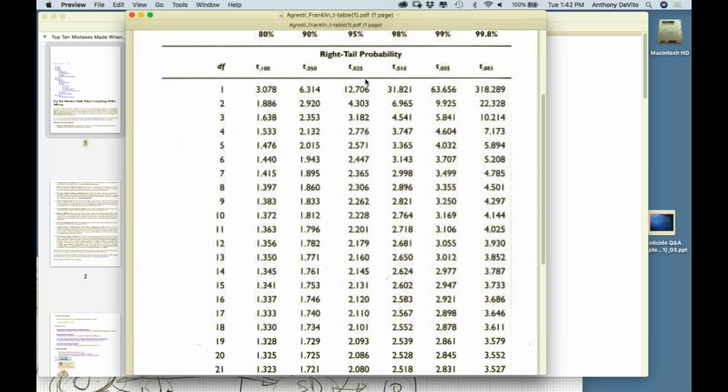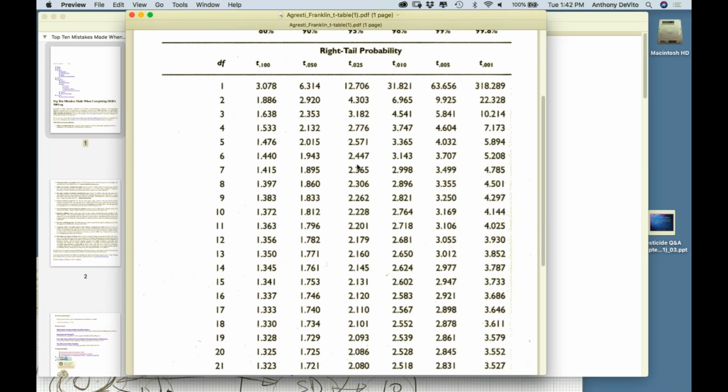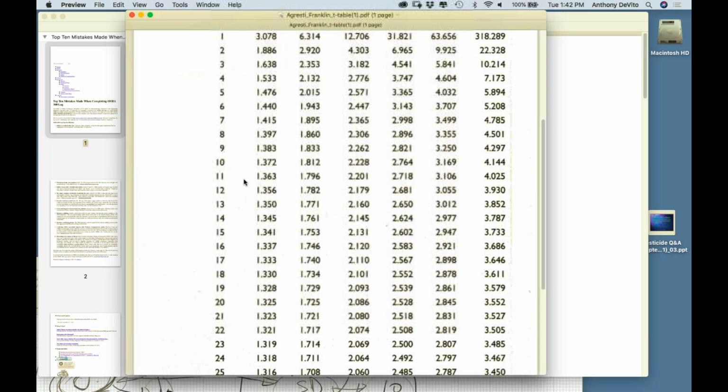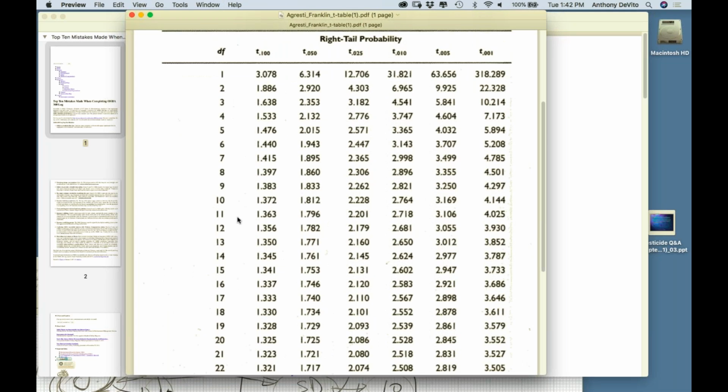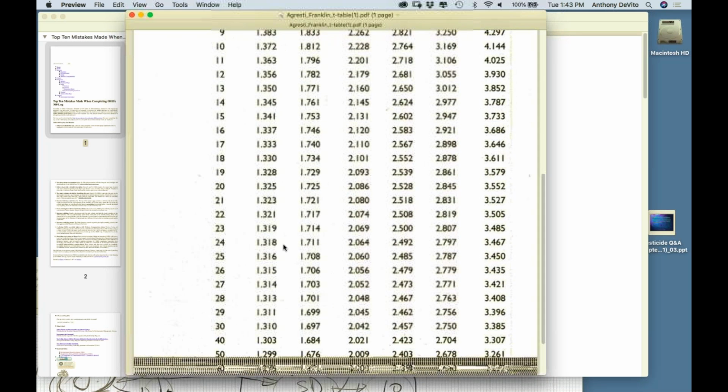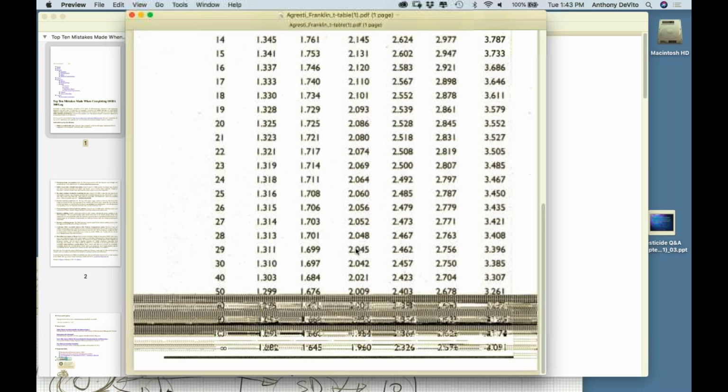And if I go down this list, notice that if my sample size is 11, that would mean 10 degrees of freedom. In order to be 95% certain, the width of my confidence interval has to be 2.228 standard errors. If I go to a sample size of 25, we use 24, and it has to be 2.064 standard errors apart. That's the number I'm going to use to multiply my standard error to calculate my confidence interval. If I go to an infinite sample size, it's 1.96.